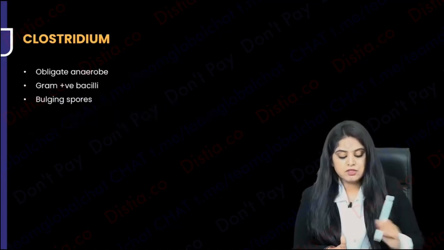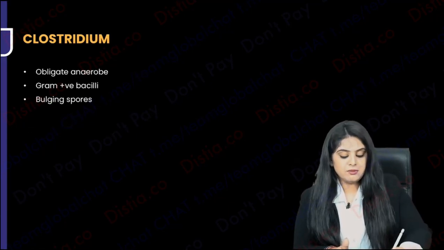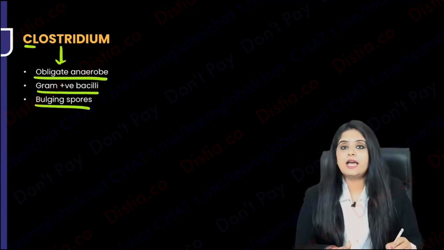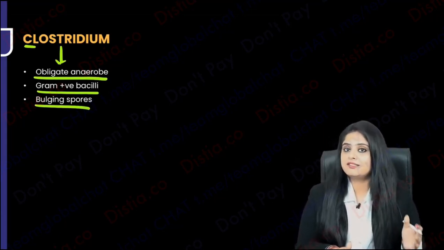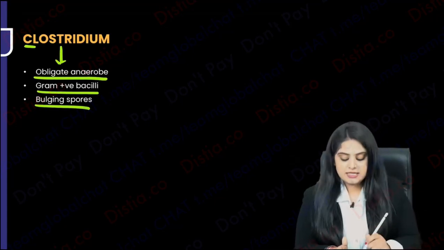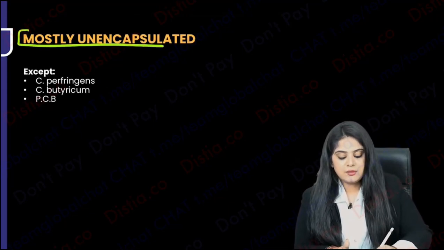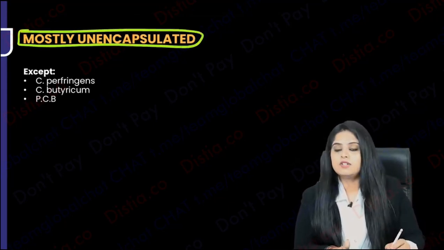Now let's move on to the different types of Clostridium. Now tell me the common features. Is this a gram-positive bacilli? Yes. Can this have a B? Correct, these are going to have bulging spores. And I also told you it's an obligate anaerobe. All this I taught you in the previous Bacillus chapter. Now I'll tell you something extra. Please note that mostly they are unencapsulated. Mostly these do not have a capsule.